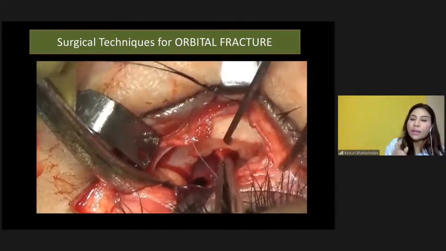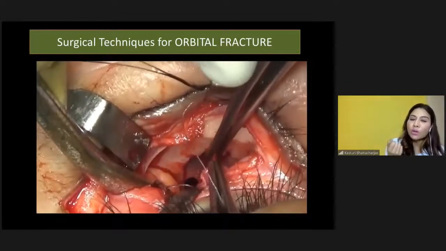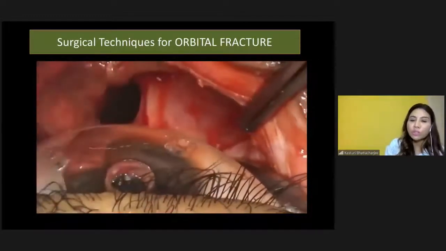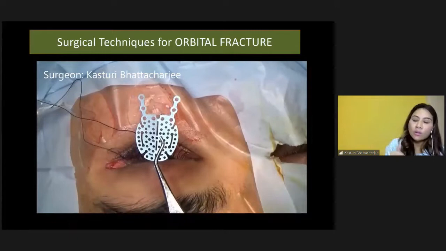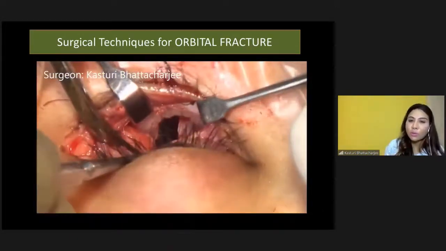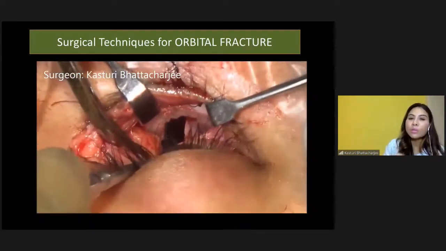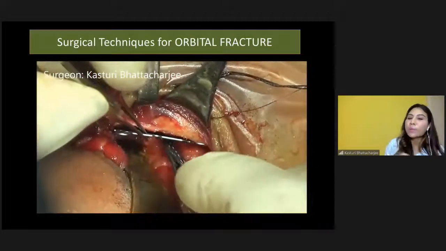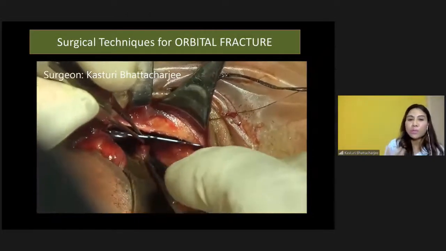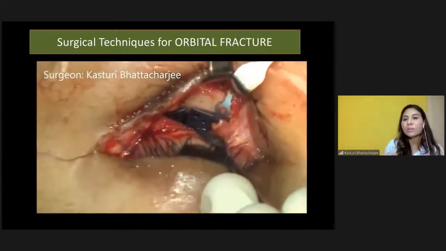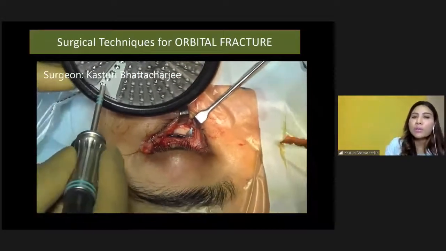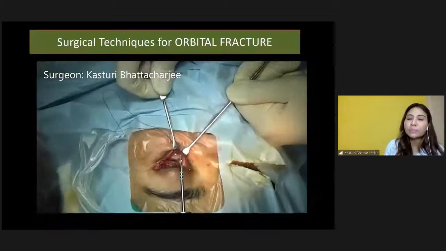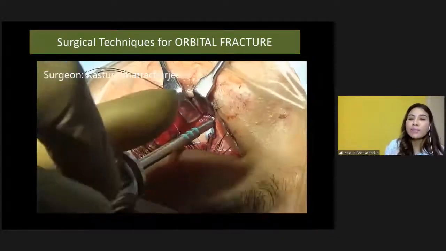Supposing this entrapped muscle is not coming out, you can also use a rongeur or something to make the fracture site bigger, so that all of the structures you can bring back to the orbit, and then depending upon the size you can put the implant. There are different types of implant. People used to use silicone or the porous implant, but I usually prefer the titanium implant because they're very biocompatible and they have a self-drilling screw.